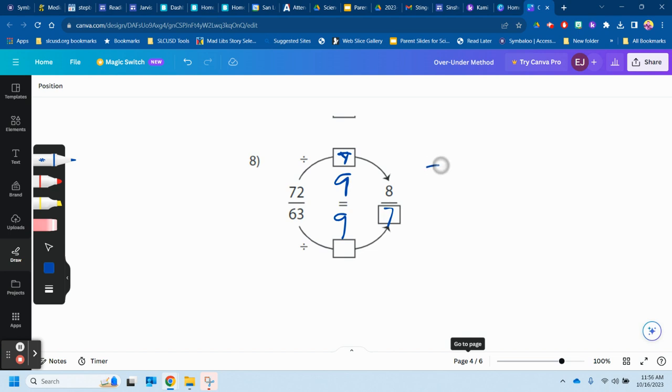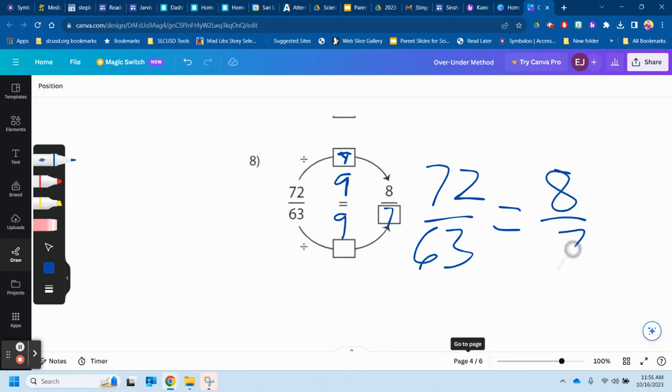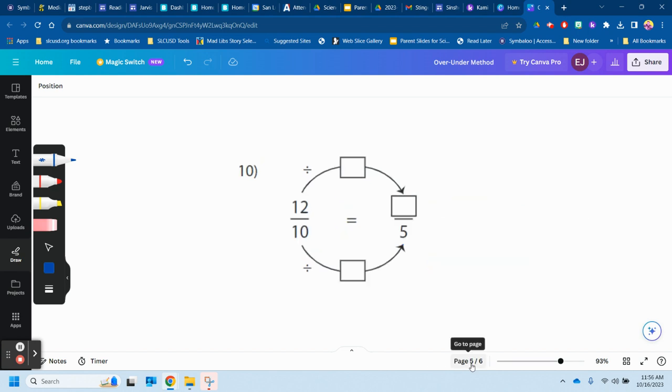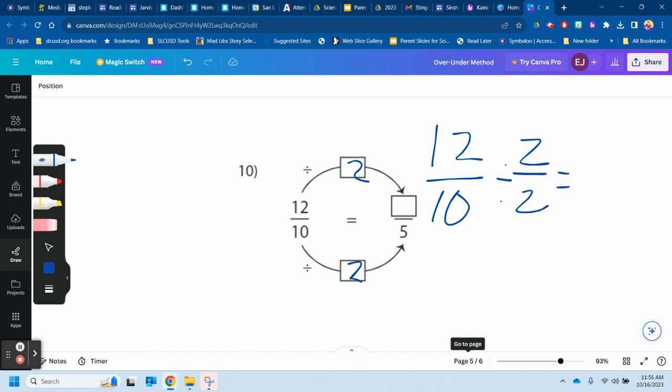So 72/63 is equal to 8/7. Now let's see if I have one more to do here. I do. On this one, 10 divided by what is 5? By 2. So basically what I'm saying is 12 over 10. If I divide this by 1, like 2 over 2, I just change the terms of the fraction. 12 divided by 2 is 6, and 10 divided by 2 is 5.